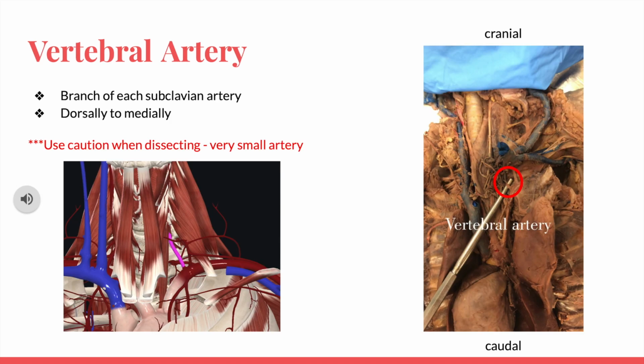Next is the vertebral artery. This artery is yet another branch of the subclavian artery. When dissecting this artery, you would notice that it travels dorsally and medially. If you do ever get a chance to dissect this artery in lab, make sure to be very careful when doing so because it is a very small vessel. This artery travels through the transverse foramina in the cervical vertebra as well.